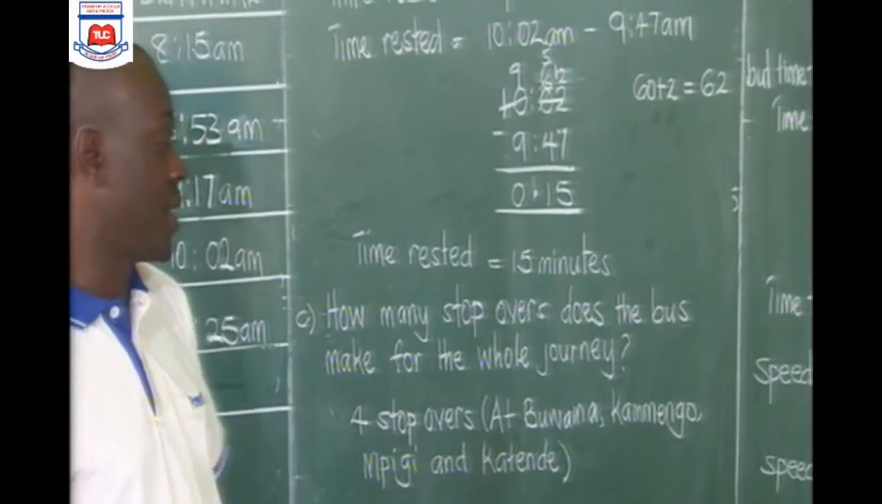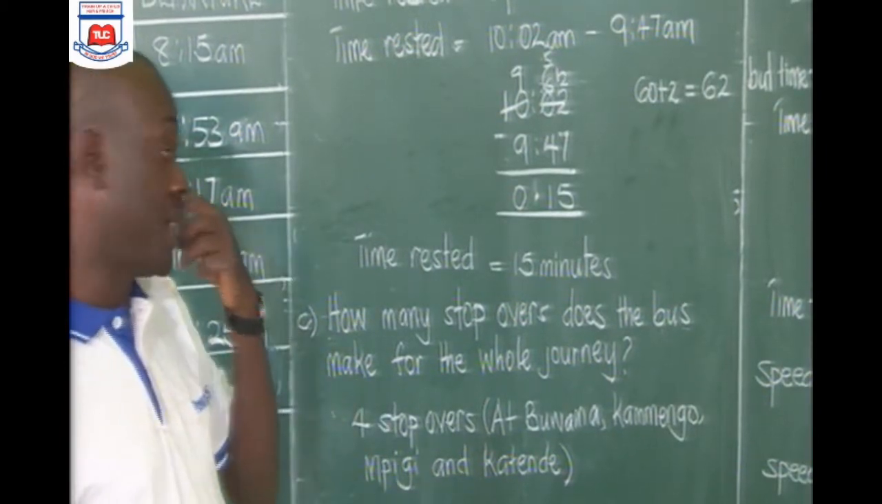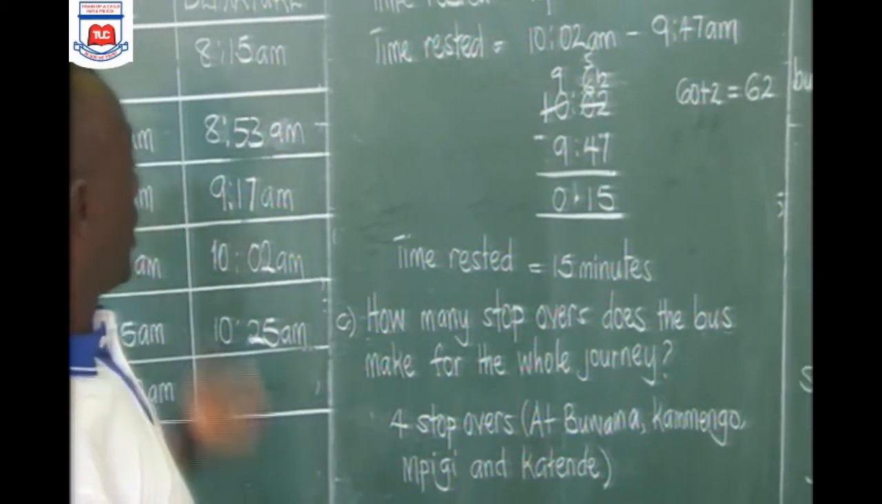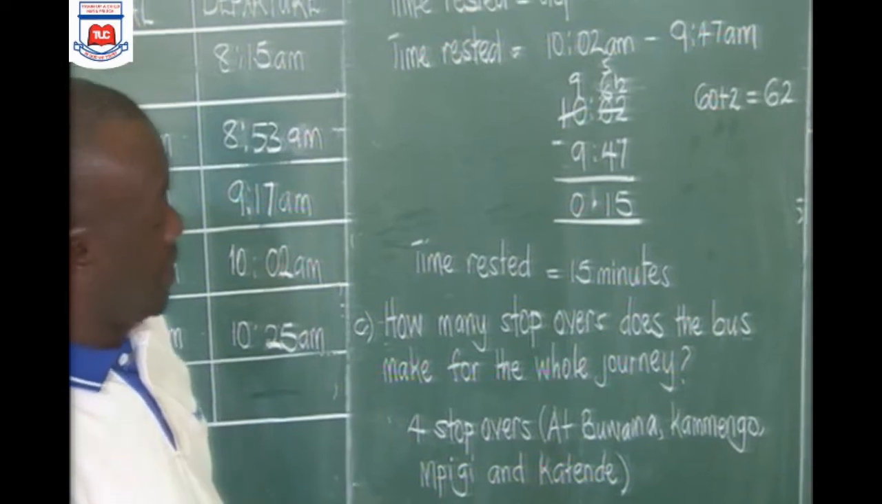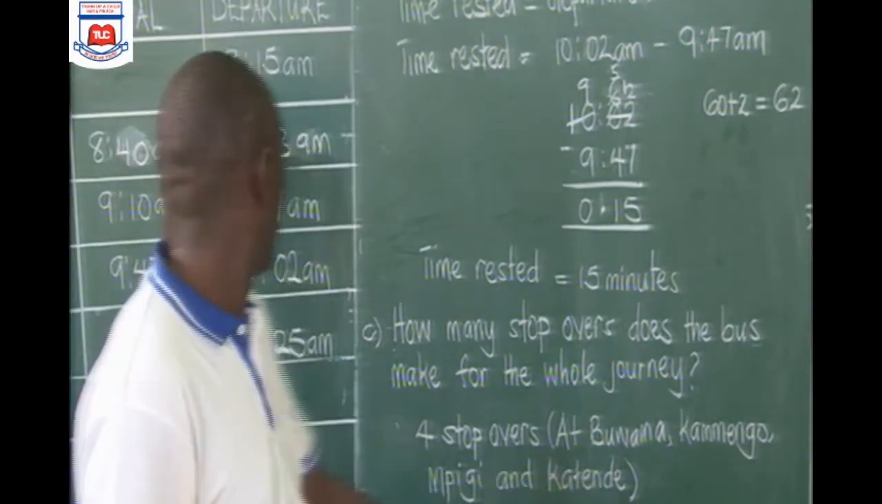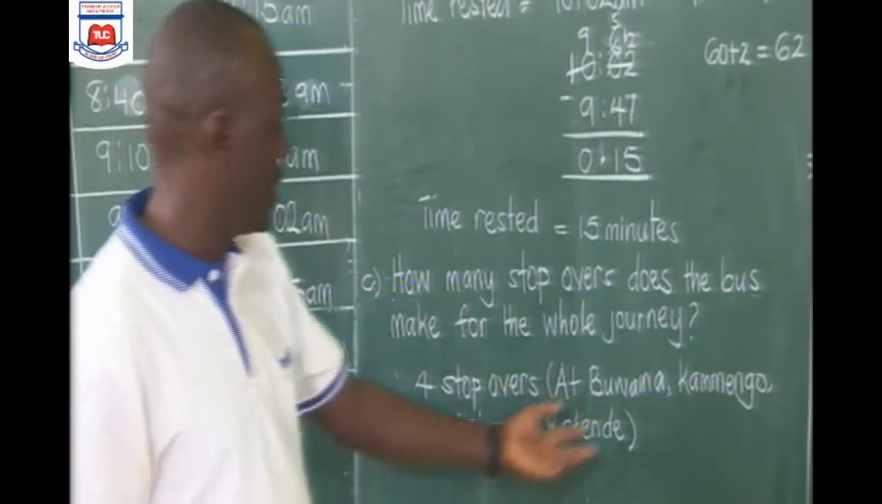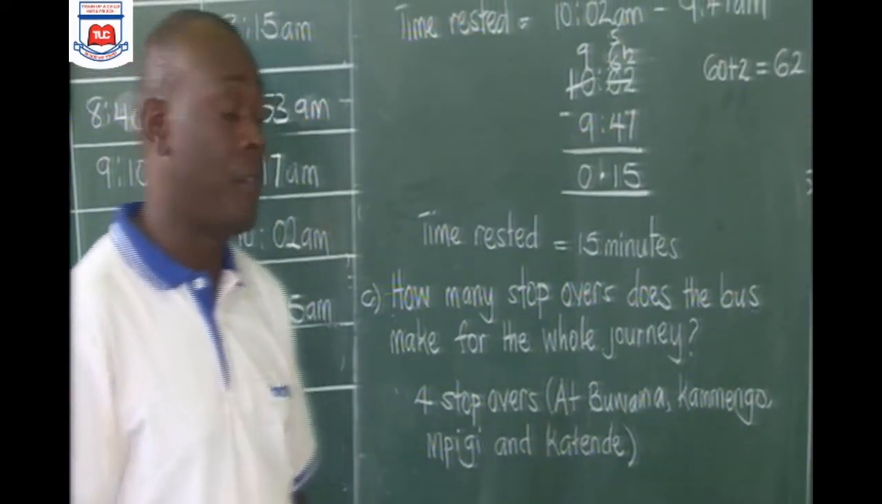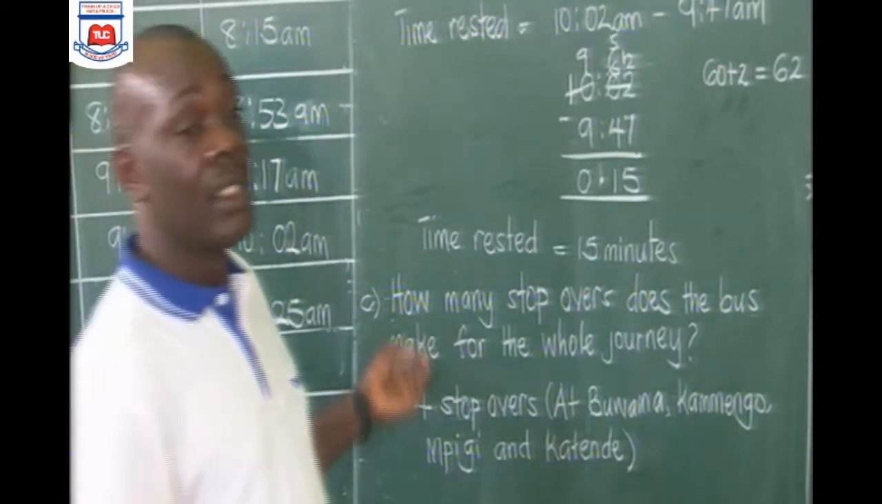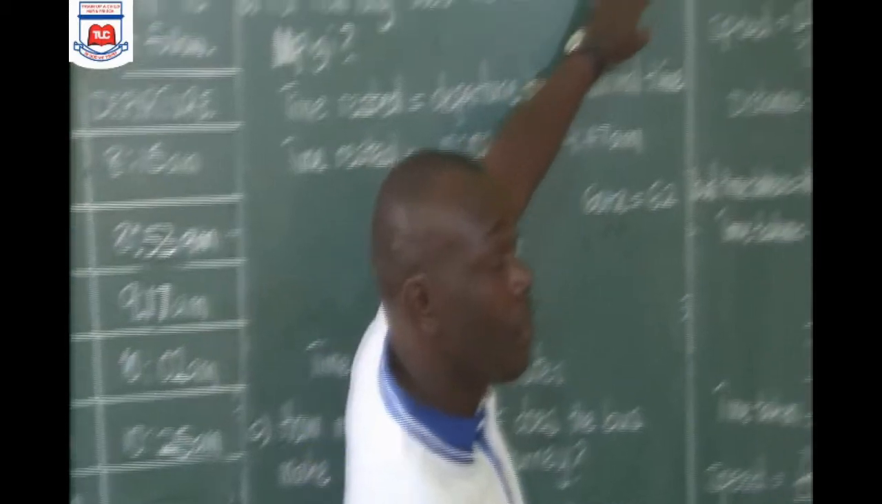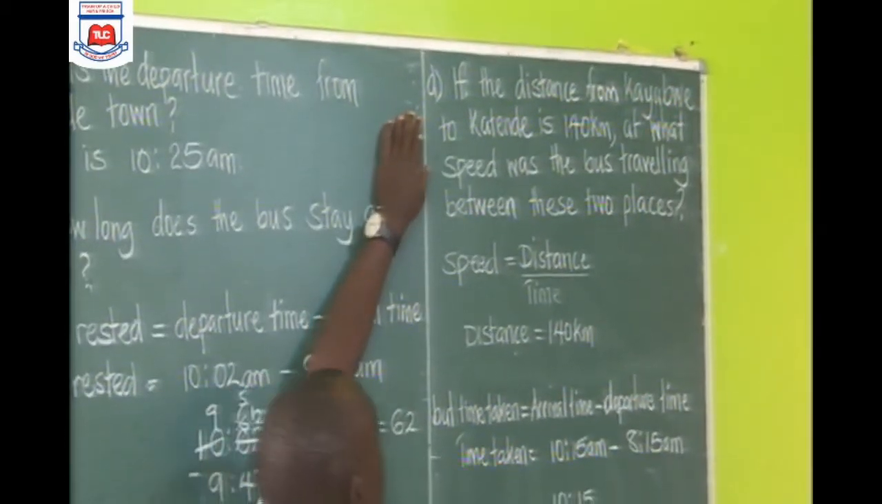That's why the answer says 4 stopovers. And to support your answer, you write the places where this bus makes stopovers. That's at Buama, Kamengo, Mpigi, and Katende. Those are the 4 stopovers. Then we proceed to part D of number 1.